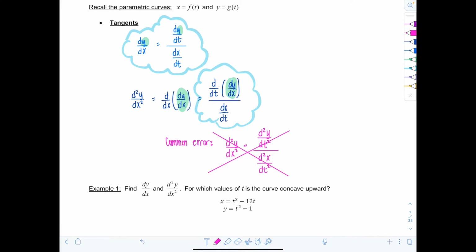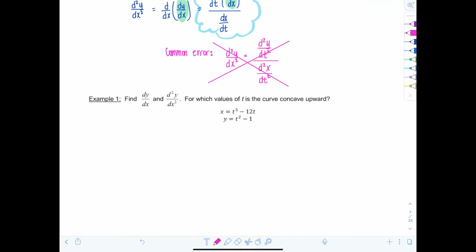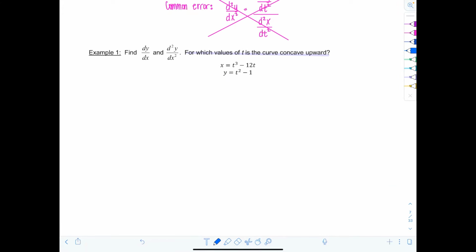Okay, so let's jump into an example. We're going to find the first and second derivative with respect to x for the given parametric curve. And then as a follow-up, we're asked for which values of t the curve is concave upward. Here are our two parametric equations. To get started, I'm just going to compute dx/dt and dy/dt first. So dx/dt is going to equal 3t squared minus 12, and dy/dt is 2t.